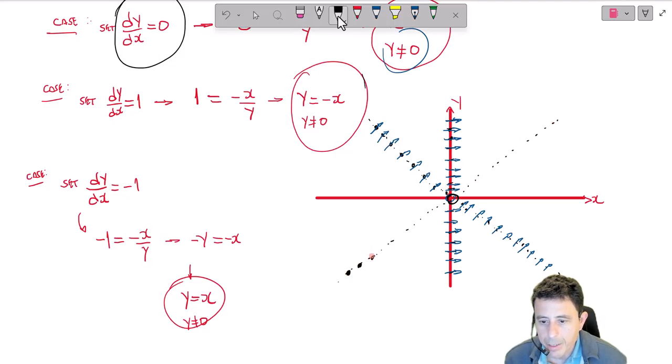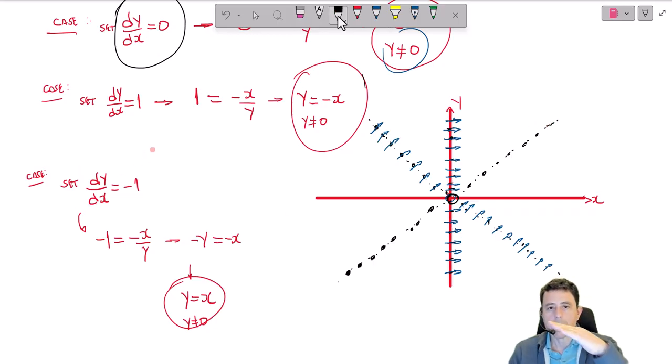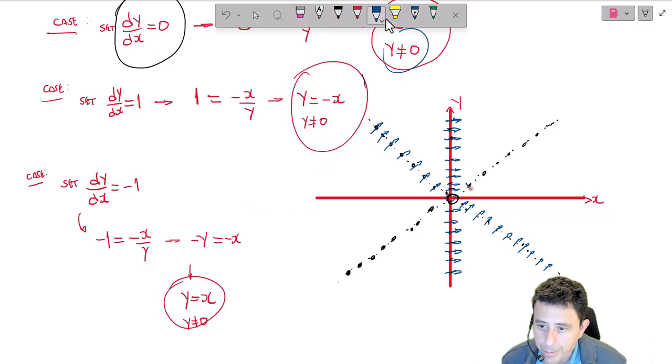And what happens at these points? Well, at these points, the derivative is negative 1. Derivative negative 1 means the line is going downward like this, a 45-degree angle right down. So I can draw the little arrows like this, pointing 45 degrees that way. Why is that? Because the derivative is negative 1 at those points. And I can keep doing this.